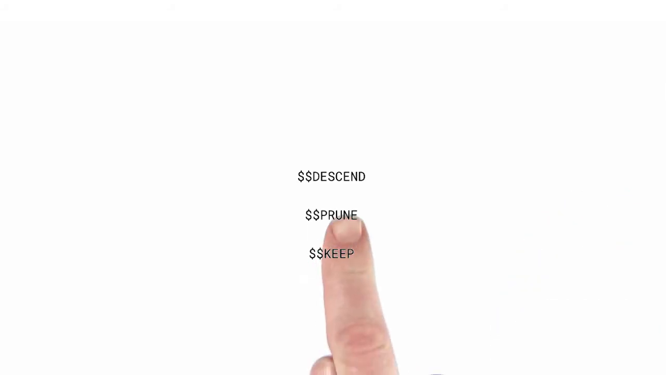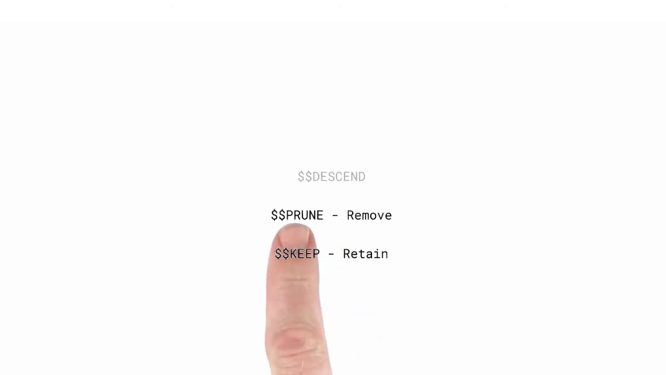First, let's look at prune and keep. Prune and keep are inverse of each other. Prune will exclude all fields at the current document level without further inspection, while keep will retain all fields at the current document level without further inspection. So what do we mean by further inspection?